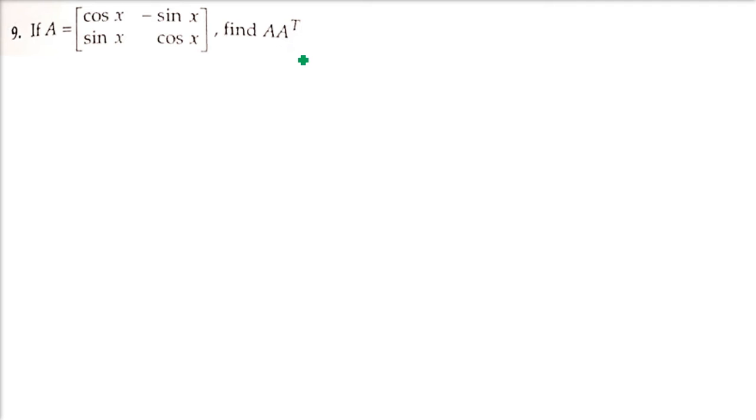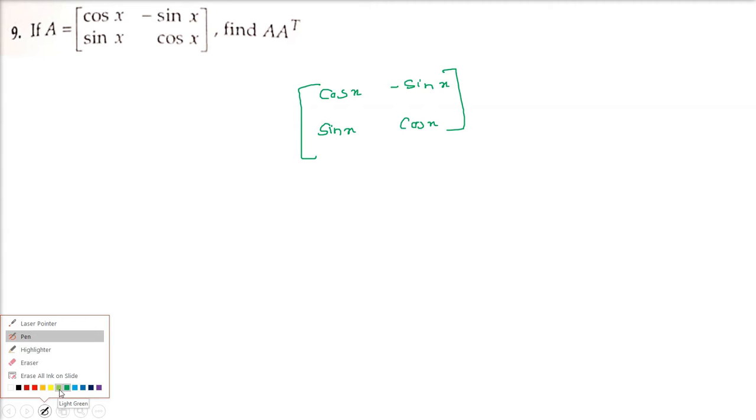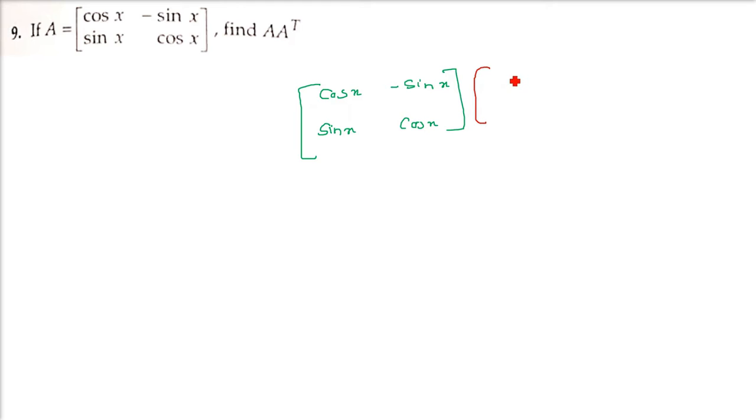Now the same thing is here. Now we have to take the A into A transpose. So let us do it. Cos x, minus sin x, sin x, cos x. And take the transpose. What is the transpose? The rows will become columns. So this row will become a column. Cos x will come here, minus sin x will go down. And then sin x, cos x, same thing. Sin x here and cos x here. Now multiply them. So first row of the first matrix with the second matrix's first column.